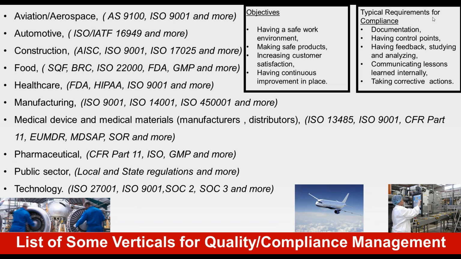Also, there are requirements of these standards. They come with certain compliance requirements, such as documentation, having control points, having feedback, and analyzing them for continuous improvement, and communicating those lessons learned internally. That is also very critical. And finally, in the name of having a continuous improvement culture in place, you need to take corrective actions after certain analysis. So these are typical requirements of compliance in the world of quality management and compliance management.